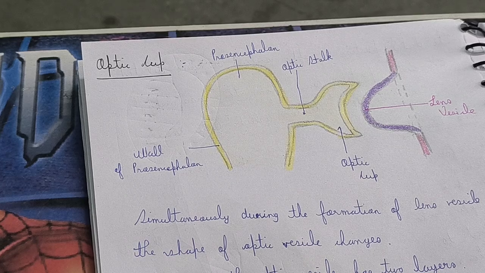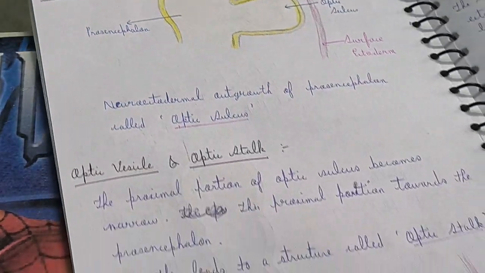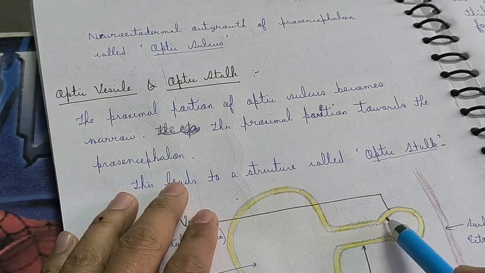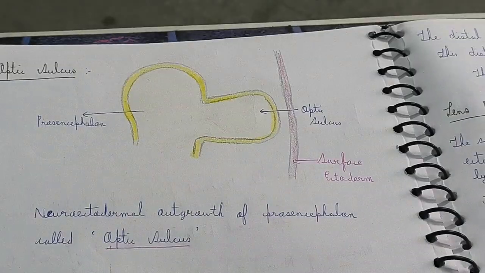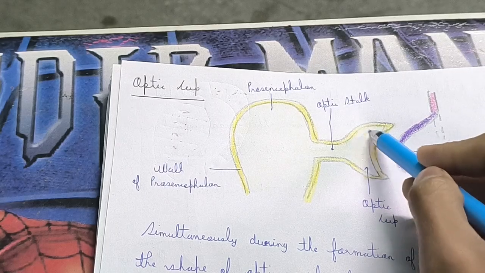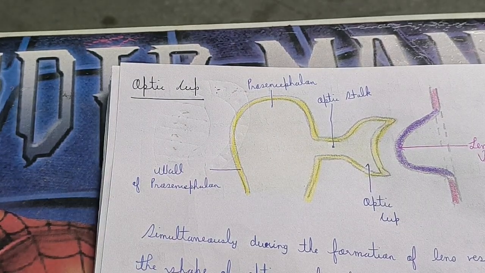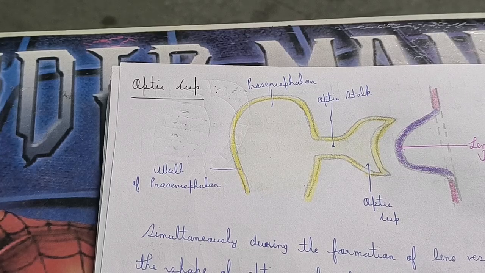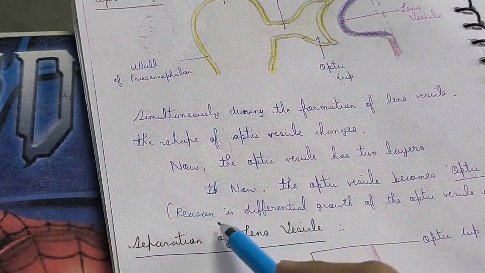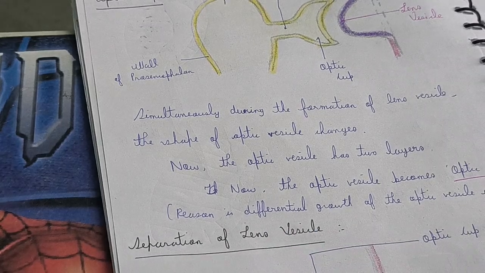Now, what is the optic cup? Initially the optic vesicle is only a single layer. But now this optic vesicle has two layers, see, one layer, first, second, two layers, and this double layer is due to differential growth of the optic vesicle wall. Why does this occur? Because of differential growth of the optic vesicle wall.